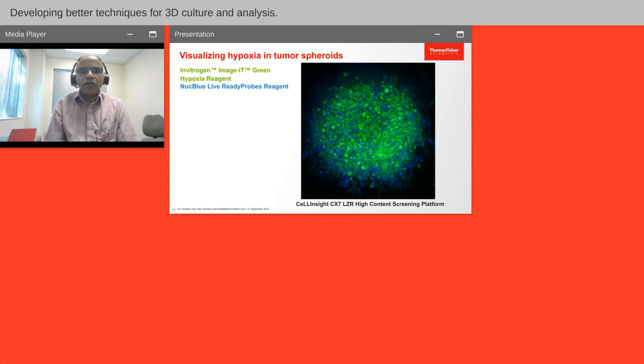And again, I want to point out that there is not a very good gradient of hypoxia in spheroids as compared to a cancer tissue, because there are no blood vessels in the spheroids, right? So it depends more on diffusion of CO2 and oxygen into the spheroids rather than a very perfect gradient that you usually see in a cancer tissue.